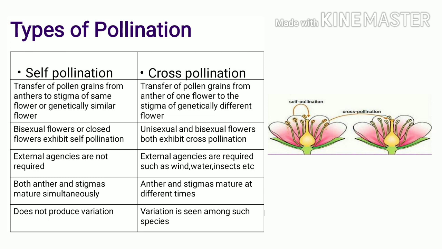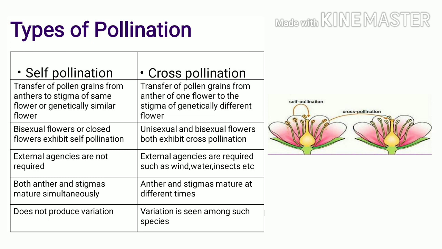The word self-pollination means that the transfer of pollen grains takes place within the same flower. That is, the pollen grains are liberated from the anther and fall on the stigma of the same flower, or sometimes a genetically similar flower of the same plant. So this type of pollination is called self-pollination.